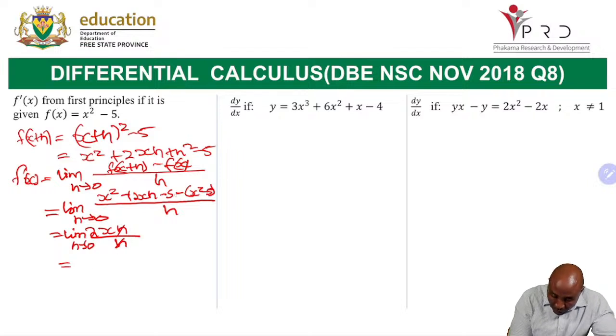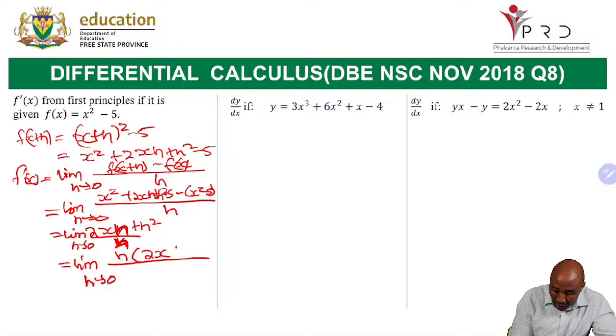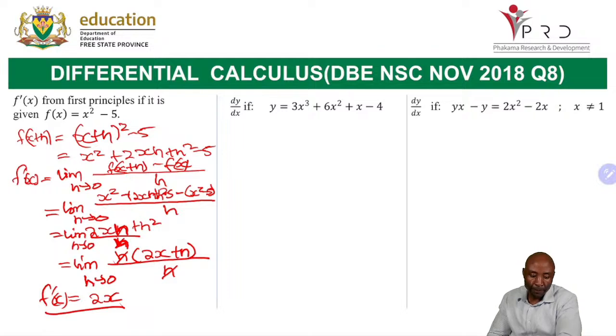Oh, I forgot to write plus h squared here. Plus h squared. My apologies. So this h can cancel that h. In our next step, it's our limit, h approaching 0. H is a common factor. I will have 2x plus h over h. This h and that h will go, and then we will get our answer as 2x. That's how we get our 2x.